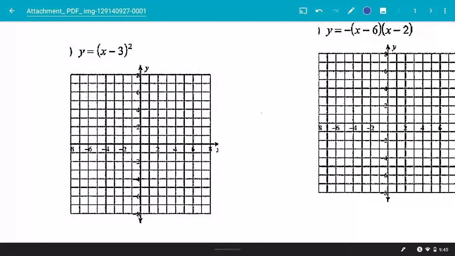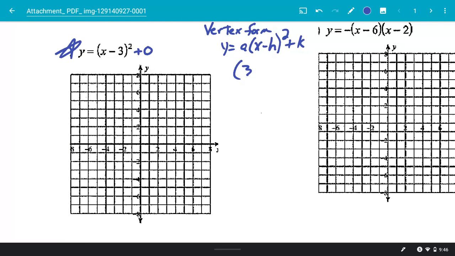Okay. This one we talked about just a little bit in class, and I said, hey, we could think of this 2 ways. You could either think of it in vertex form, y equals a times x minus h quantity squared plus k. And you could say this basically means plus 0 there, right? So my vertex would be 3, 0. That's one way to think of it.